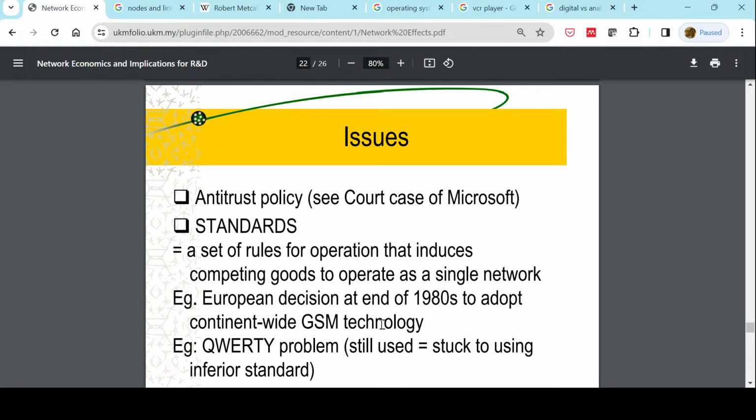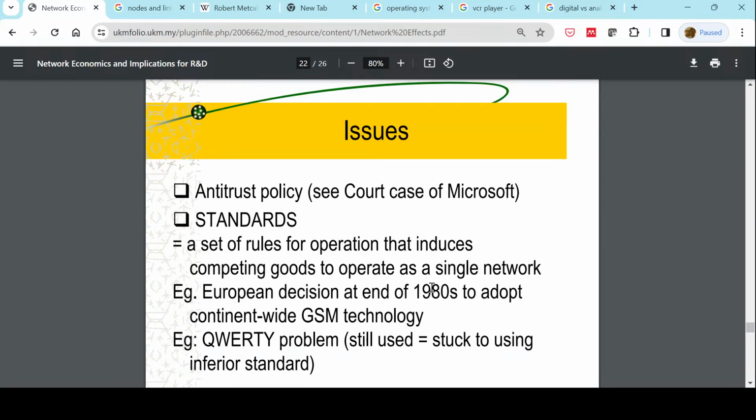I forgot the name. To solve that problem, for example, there was the European decision at the end of the 1980s to adopt a continent-wide standard, the whole continent of Europe, not just France, not just the UK, not just Portugal or Spain. The European countries decided at the end of the 1980s to adopt the widespread GSM technology that allows communication of mobile phones in Europe.